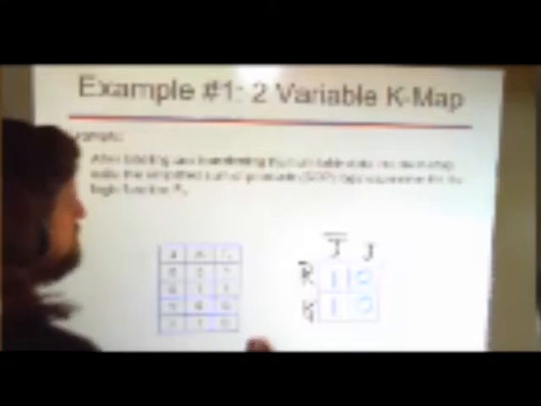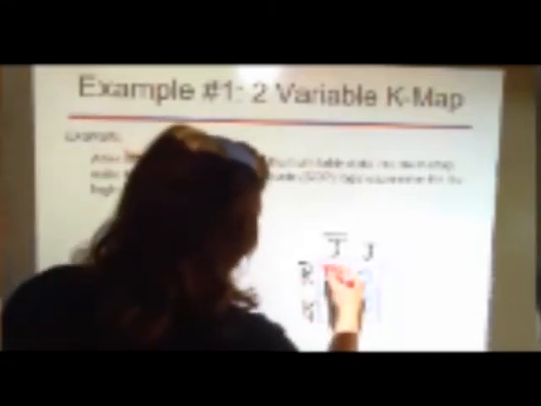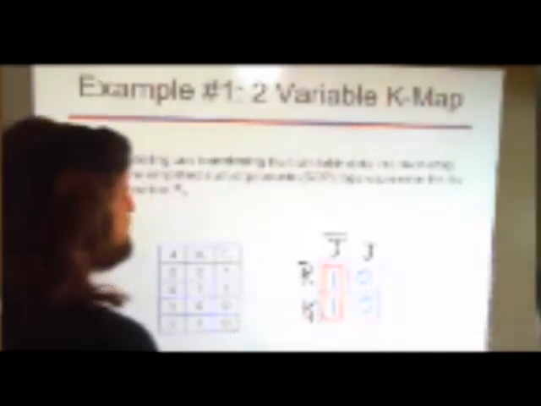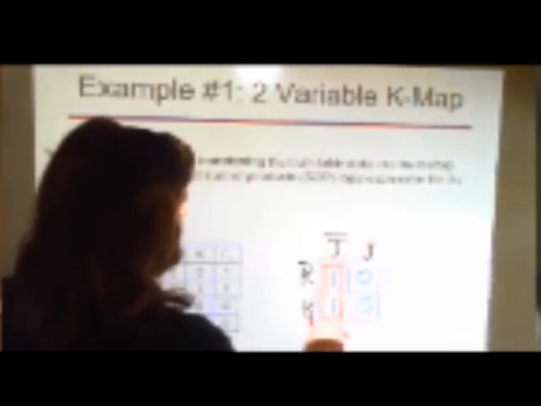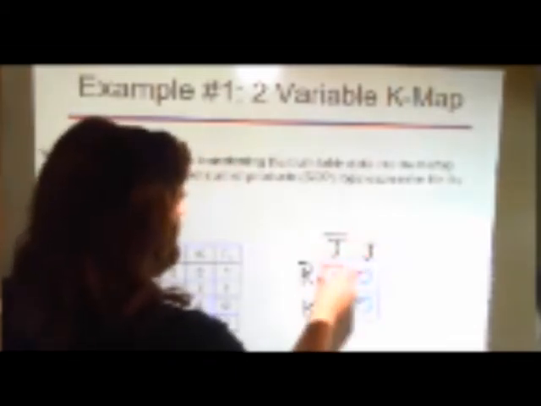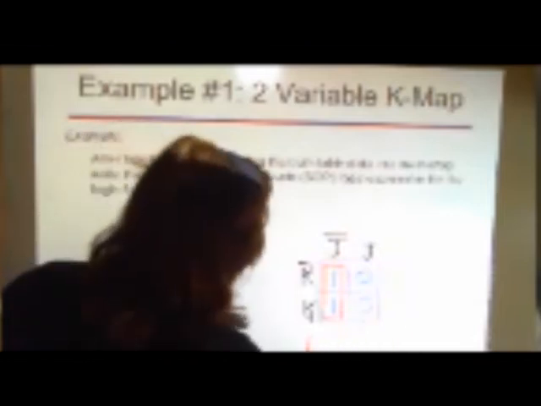Next step, put a box around your 1s. And then you look for what doesn't change. Here, that box, J naught, never changed. It never became J within that box. So our output F is just equal to J naught. That's a lot simpler of a circuit than originally.